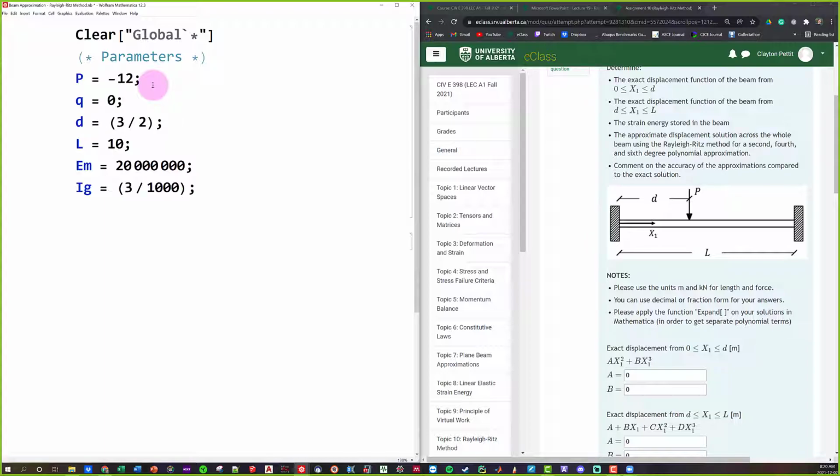The reason why I'm adding this is because I don't want to create a code that just works for one scenario. If I were to give you the same question with the distributed load, I want your code to be able to basically handle that without a problem. So I'm going to account for Q, even though in this particular case we do not have Q.